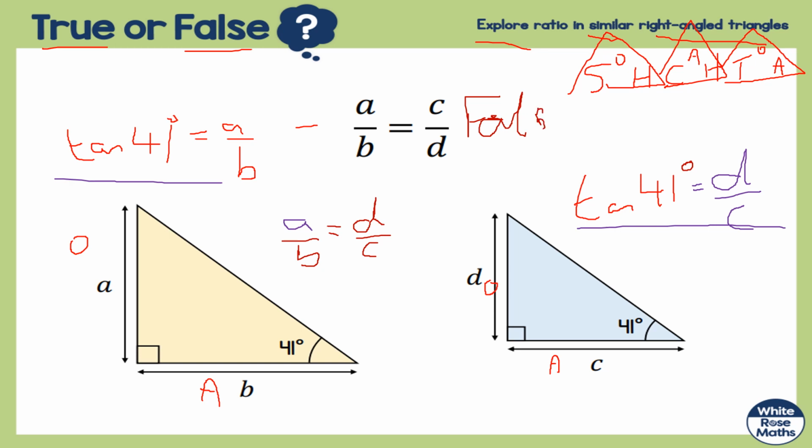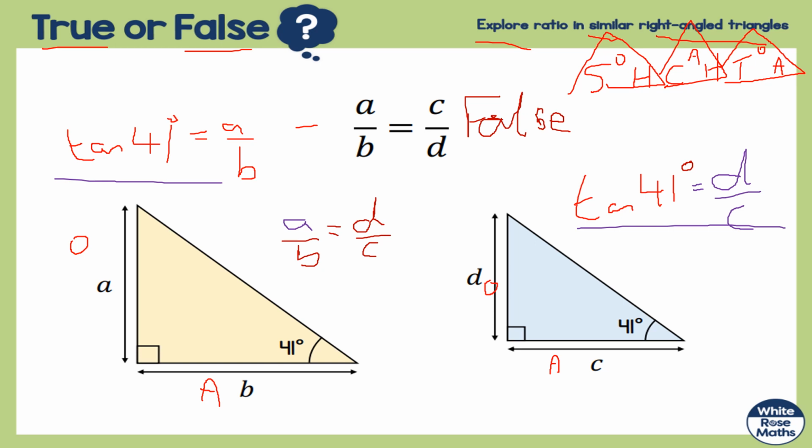Because C over D would actually give you 1 over tan 41, but we want tan of 41 and not 1 over tan 41. So C over D actually gives you 1 over tan 41 rather than tan 41.